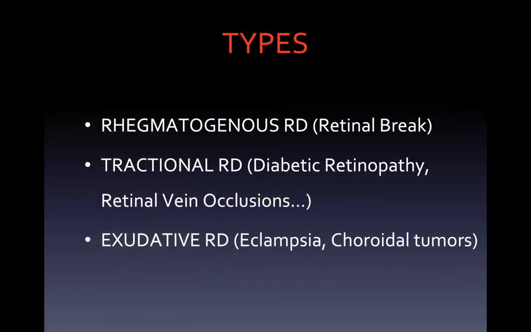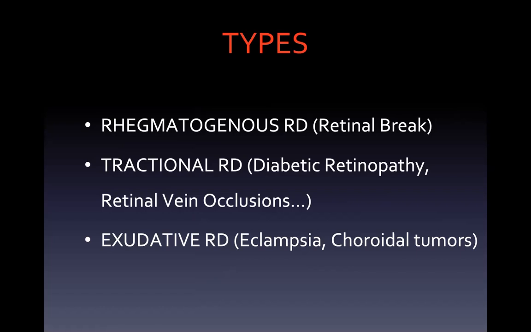There are three types of retinal detachment. The first and most common one is rhegmatogenous retinal detachment, which means retinal detachment with a retinal break. The second one is tractional retinal detachment, which needs retinal traction to form. This traction usually originates from a contractile membrane. The cause of this contractile membrane is usually ischemic retinal diseases like diabetic retinopathy or retinal vein occlusions.